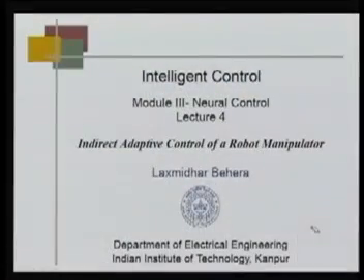This is a lecture on indirect adaptive control of a robot manipulator. This is the fourth lecture in this module on neural control. In the previous two classes we covered the background that is necessary to understand this lecture.